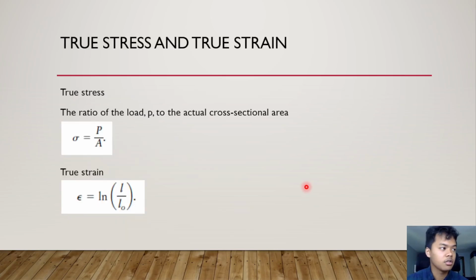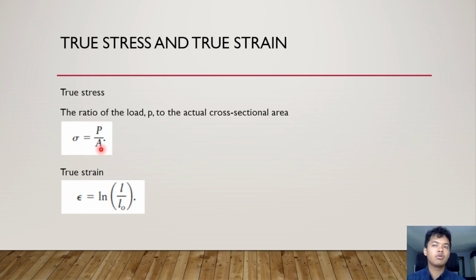True stress and true strain. As I have previously mentioned, we have what's called true stress and true strain. What is true stress and true strain? In a nutshell, let's take this for example: the ratio of the load P to the actual cross-sectional area. Here we have the actual cross-sectional area, which means that instead of using its original area, what we use here is its actual cross-sectional area.